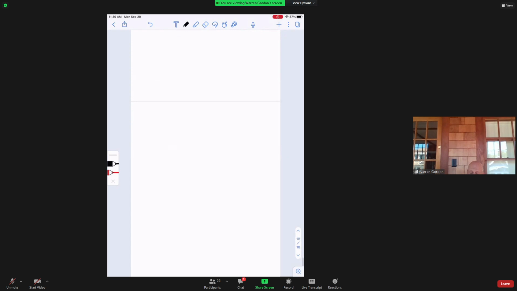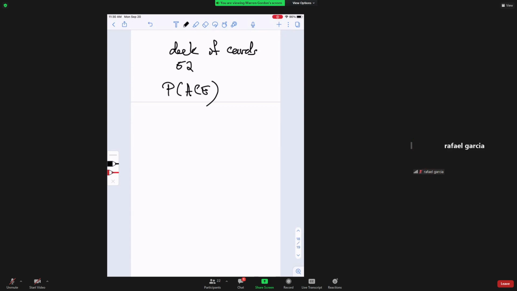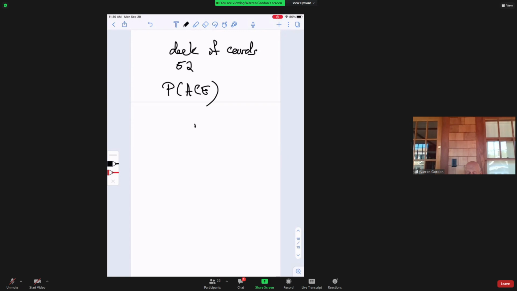So for example, if I have a deck of cards, a well-mixed deck of 52 cards, what's the probability I would get an ace? Well, how many aces are there in the deck? There are 4 aces. So each time, what do you think the relative frequency of getting an ace is?